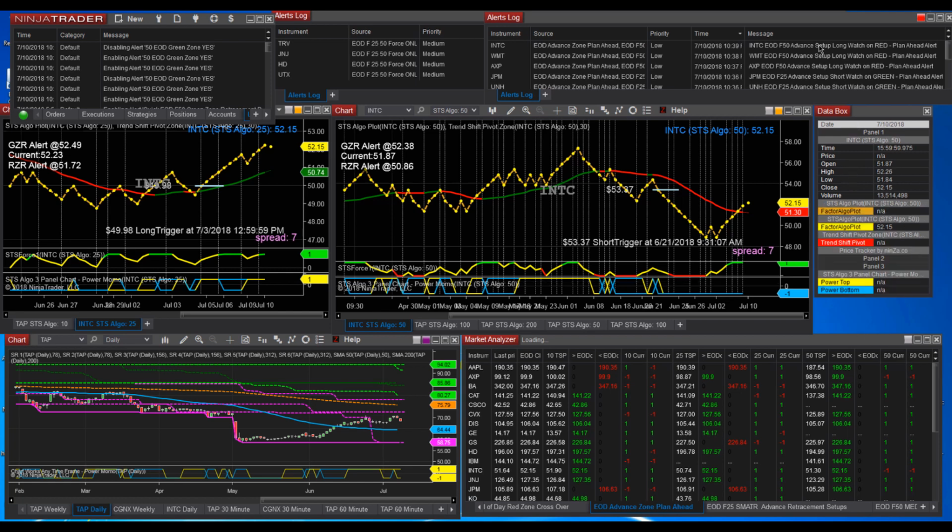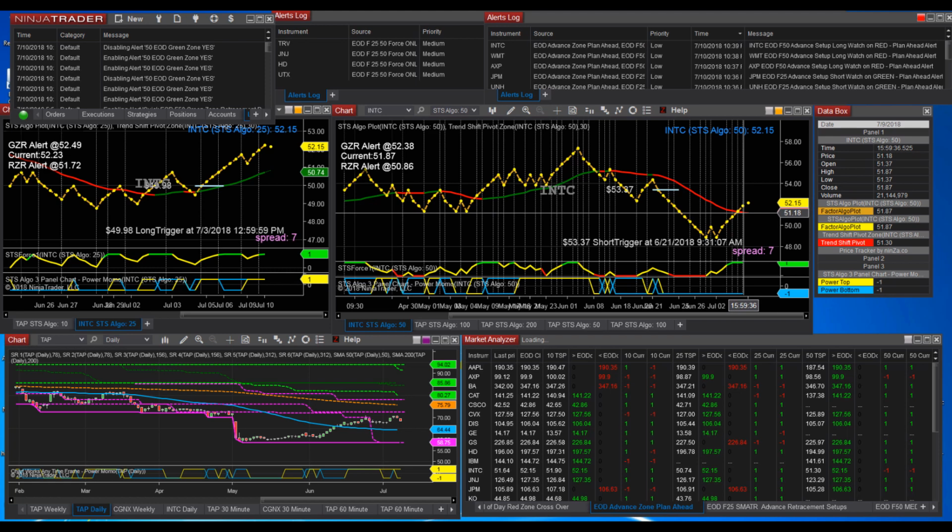First, we got an alert on INTC on an F50 advanced setup long watch on red plan ahead alert. This is INTC, and what it just told us is the price is above the falling red line. It don't know it's falling, it knows it's red. The price is above the red line.